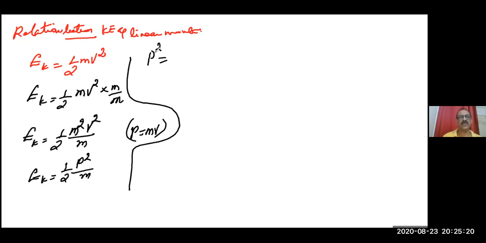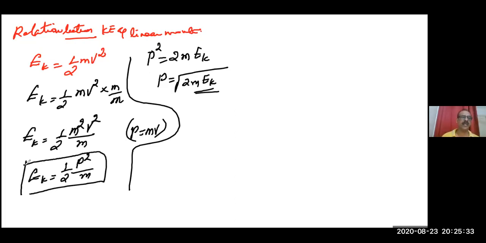Then p squared is equal to 2m EK, so p is equal to root of 2m EK. This formula and this formula are important. Is it clear? Yes. Now a problem based on this.